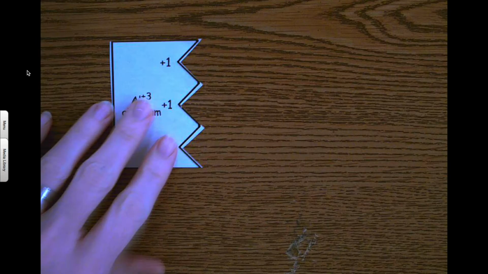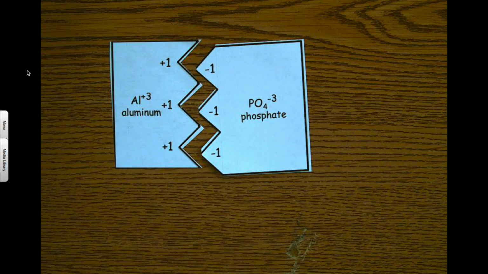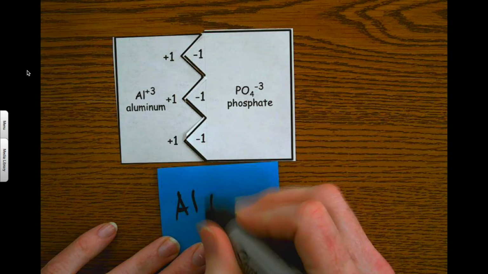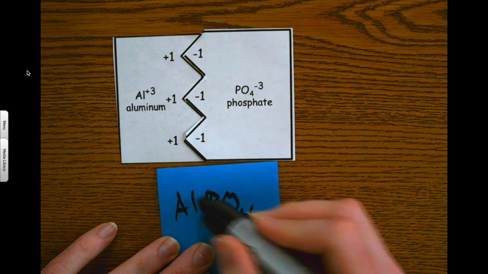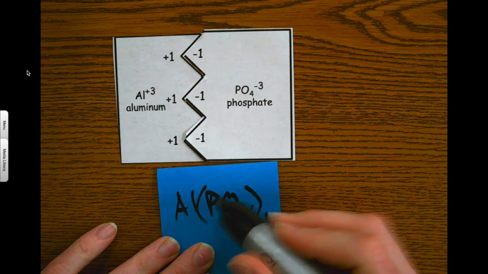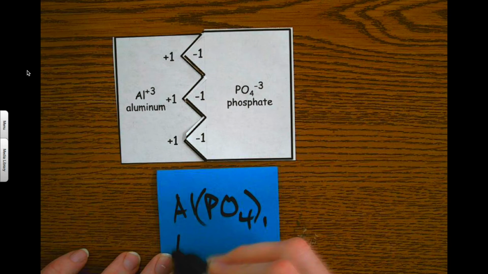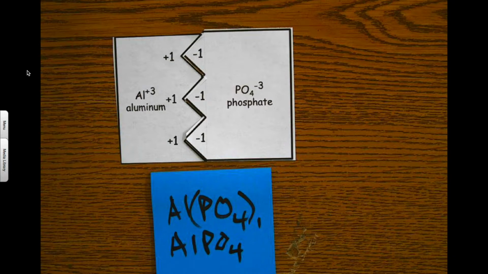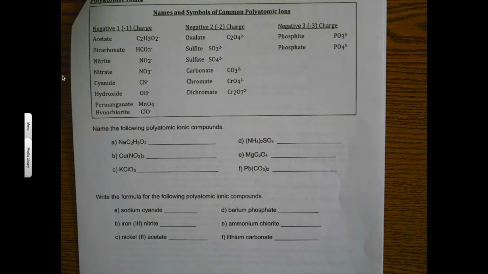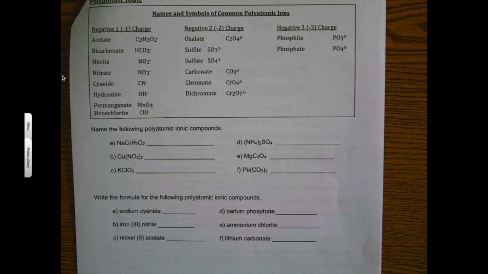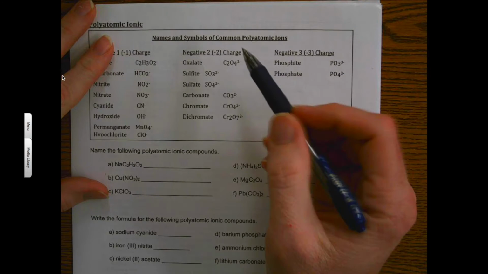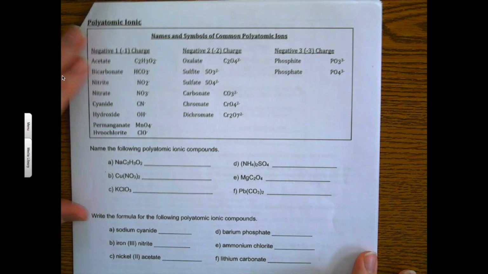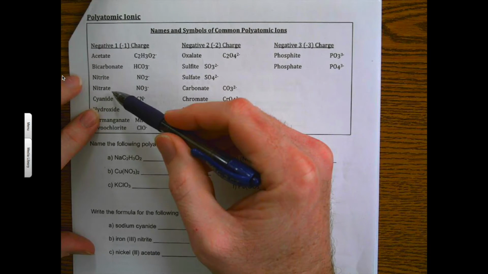So let's try one more. If we had aluminum, we could add another thing like phosphate. And so we would call that AlPO4. We don't need parentheses around it because there's only one phosphate. So we would just write AlPO4, aluminum phosphate. Probably the nicest thing about polyatomic compounds is that you don't have to memorize them. You just need to know that they're treated as a group.